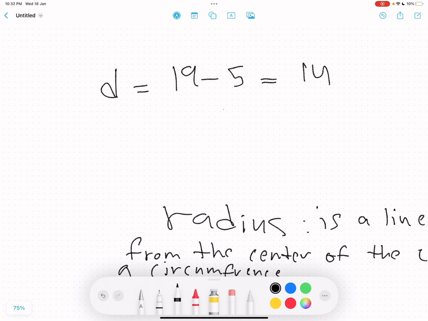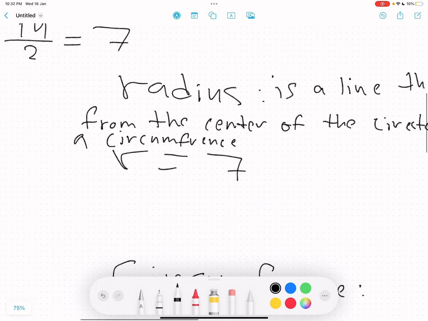So the diameter is technically two radiuses, because a diameter passes from one circumference to the center of the circle and does the same to another circumference side. So the diameter divided by 2 gives us the radius. So now the diameter is 14, divided by 2, it will give us 7, which we can plug in here, 7.